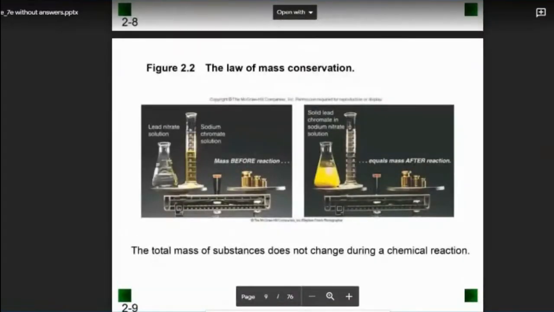And now we kind of get into the law of conservation of mass, which says that the total mass of a reaction should not change. The mass of the reactants should be equal to the mass of the products. They should be consistent when you run the reaction.